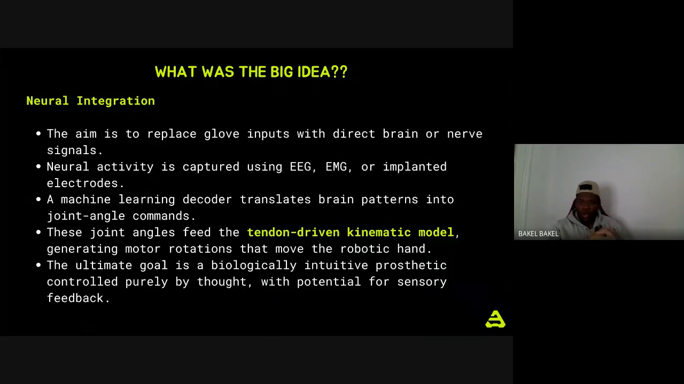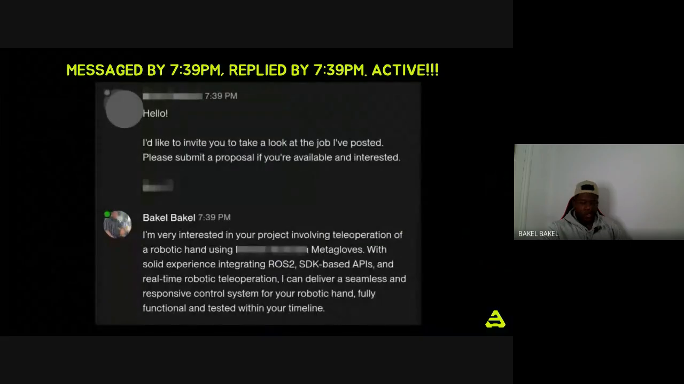So, what happened? I have some screenshots where I have blocked out things that might not be so nice to share, like names and every other thing. Now, basically, they were like, hello, I would invite you to look at the job I posted. I've explained the job to you guys. So I'm like, oh yeah, I'm very interested in the project. It involves teleoperation of a robotic hand.